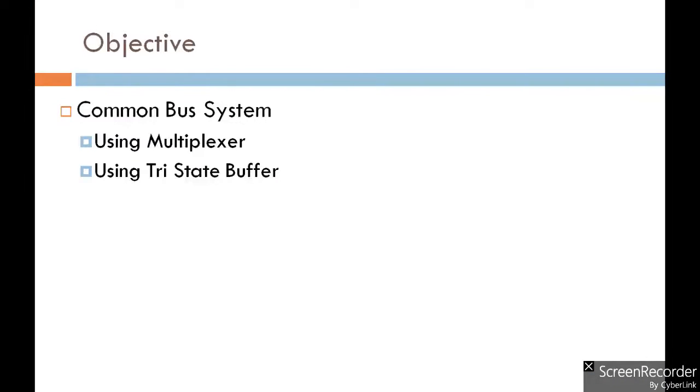So the objective of today's session is to know about the different methods to implement common bus system. The first method is we can implement common bus system using multiplexer, and we can also implement common bus system using tri-state buffer gate.